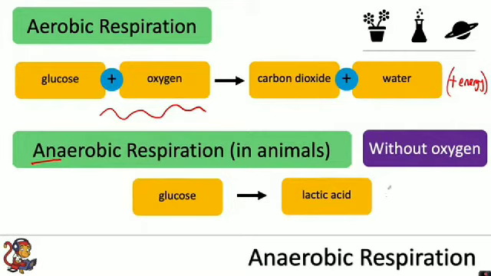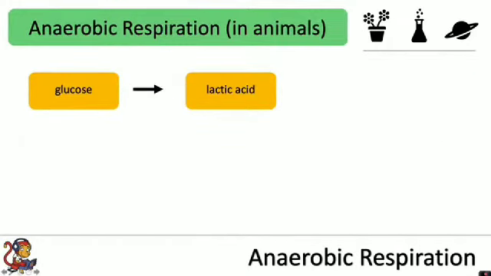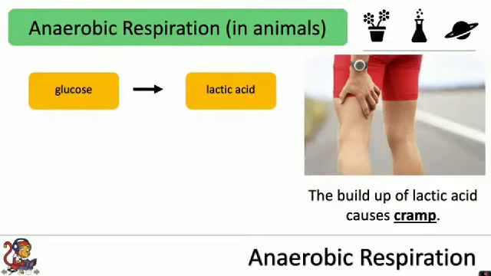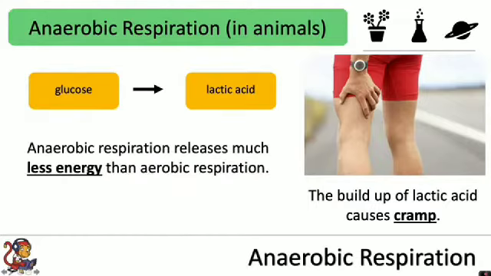This specifically is anaerobic respiration in animals. So in animals, glucose is broken down into lactic acid. However, there are some problems with anaerobic respiration. Firstly, the build-up of lactic acid causes cramp. Also, anaerobic respiration releases much less energy than aerobic respiration. So we don't want to be doing anaerobic respiration if we can help it.